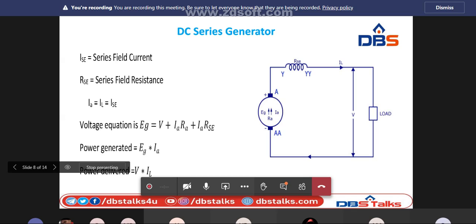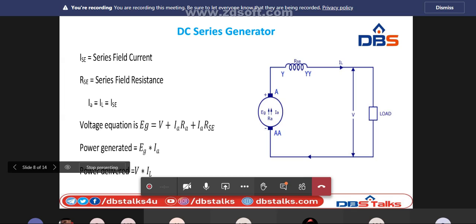Now write the voltage equation. Apply KVL in a loop. Minus EG plus IARA. Here IA is there, and RA is the armature resistance. IARA internally is there, the armature resistance.